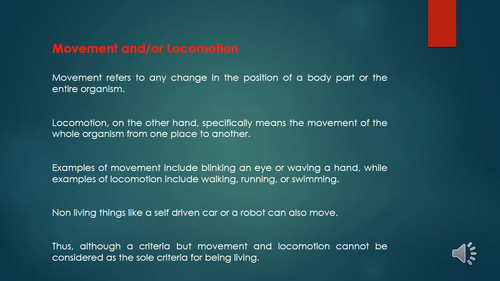Let's take the case of plants. Plants cannot show locomotion, but they do show movement. Like in response to light as a stimulus, their branches will move towards light. However, nowadays certain non-living things can also move, like a self-driven car or robots. Thus, although a criteria, movement and locomotion cannot be considered as the sole criteria for being living.